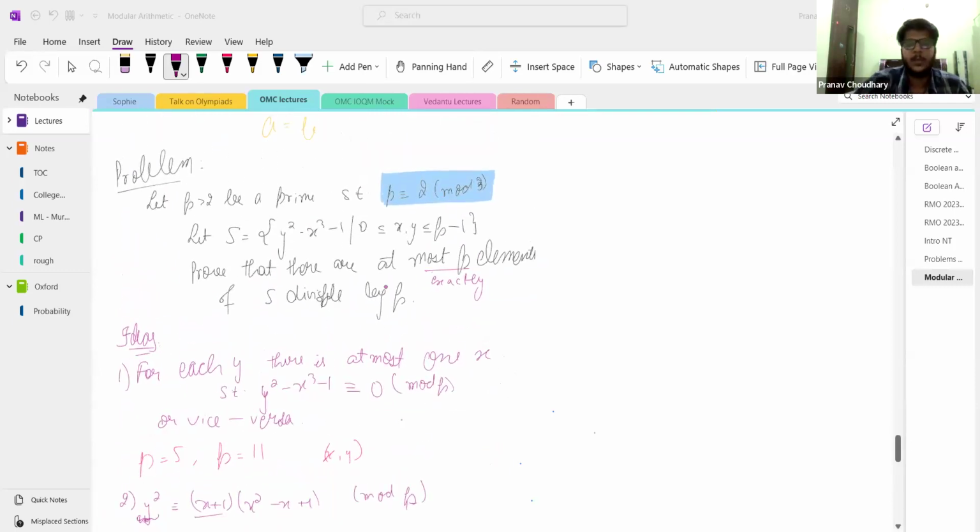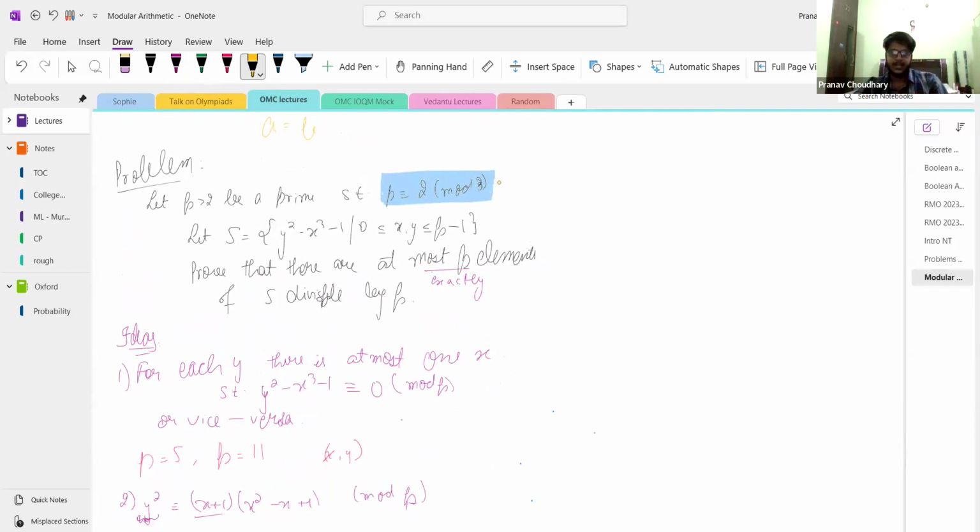We want to prove there are at most p solutions, right? So one thing to see is we'll have a one-to-one correspondence. If there is a solution for a y, then for one y there can be only one x, not more than that. By the way, this might not be true in other cases; it just happens to work in this problem. In other problems, it's possible that p solutions come for one y and no solutions for any other y. This can also happen, right?